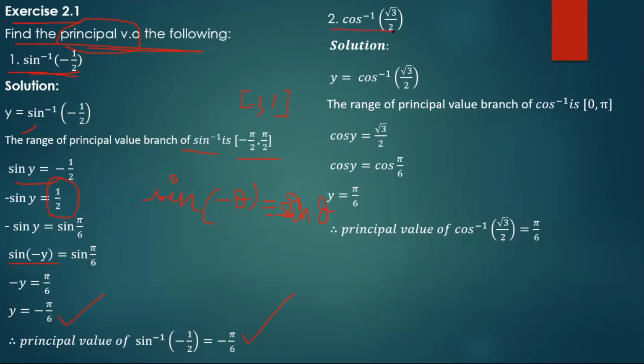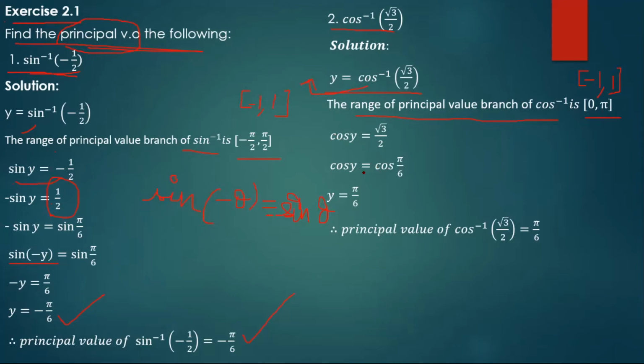Cos inverse root 3 by 2. Same way, solution: let y equal to cos inverse root 3 by 2. The range of the principal value branch of cos inverse is 0 to pi. Do you know the domain of cos inverse? It is negative 1 to 1, closed interval. Next. So when cos inverse goes to the other side, it becomes cos y equal to root 3 by 2. When is cos root 3 by 2? It is cos 30, right?